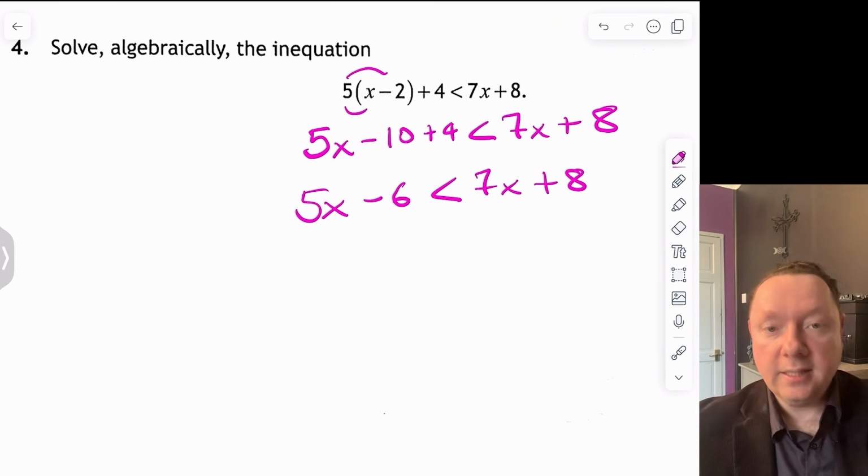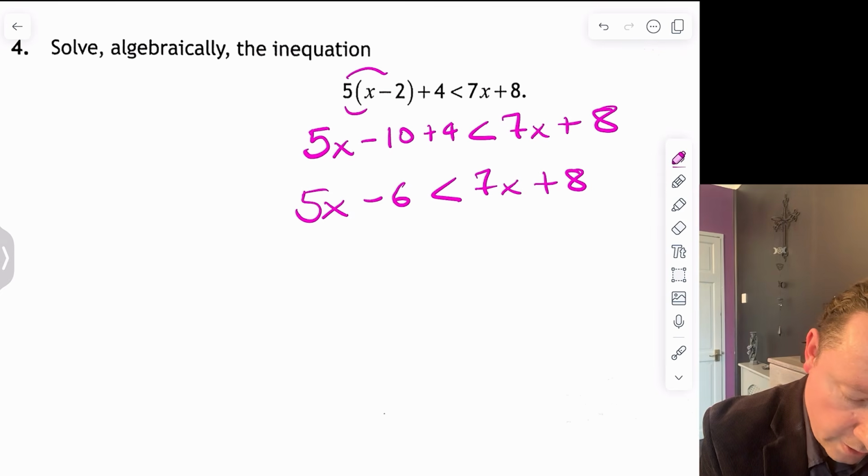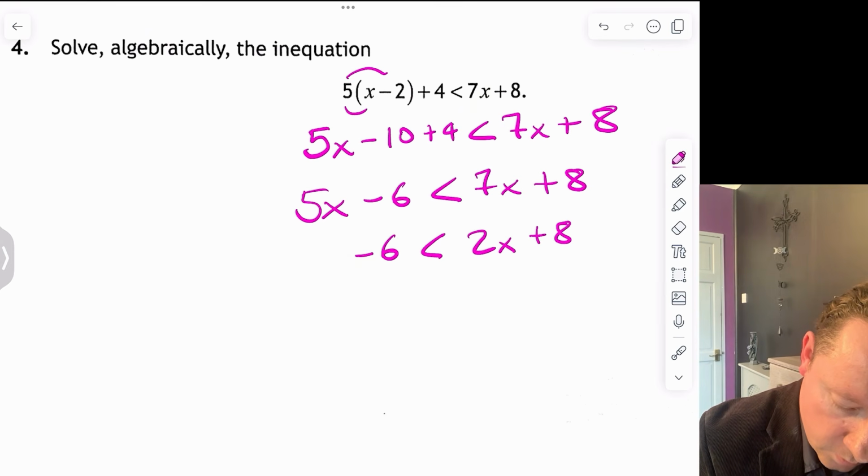Now I like to keep my x's positive, so I'm going to move the 5x to give 2x on this side plus 8, is less than, minus 6 is less than that. Move the 8, so it's minus 8.